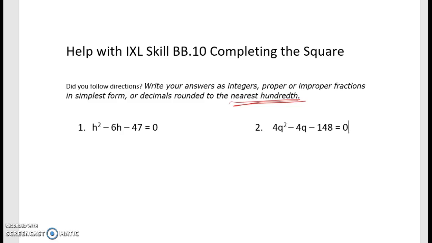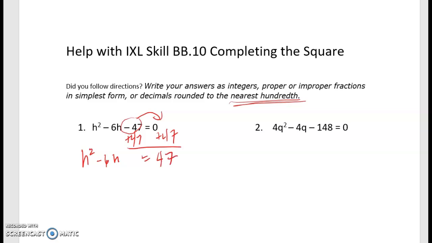So let's take a look at these two problems. I just picked two. The first one is a simpler problem, and the next one is a little bit more complex. Both of these are in standard form already. To review the steps, the first thing we want to do is take the constant from this side of the problem and move it over to the other side. We have to use an inverse operation to do that, so we're adding 47 on both sides. Then we would have h squared minus 6h equals 47.